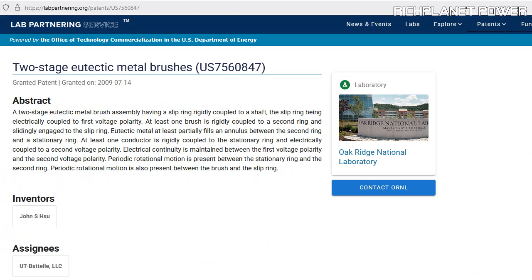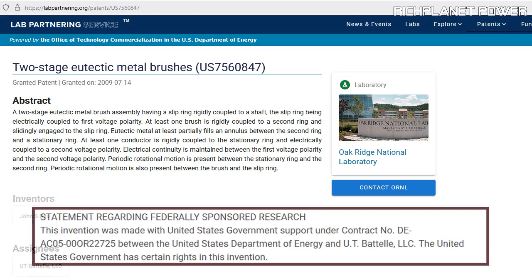which I don't have. Now, I have found more recent patents along the same lines. This one from 2009 by Oak Ridge National Laboratory, which can be found from this link. It states, this invention was made with United States government support under contract number DE blah blah between the United States Department of Energy and UT Battelle LLC. The United States government has certain rights in this invention.